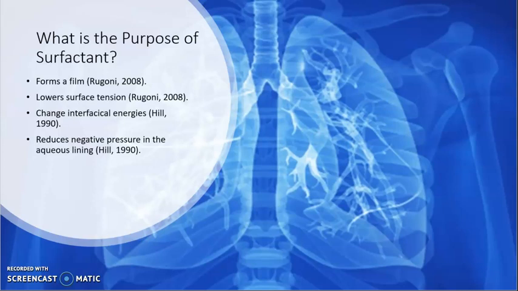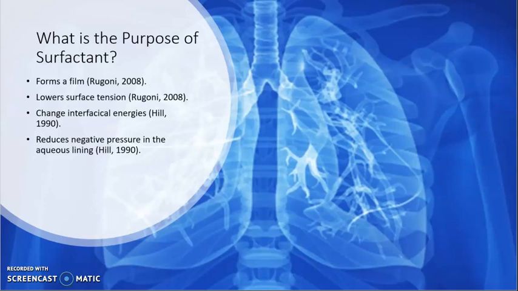So the purpose of surfactant. This layer that was formed, it forms a film, and that film is responsible for lowering the surface tension. Surfactant is one of the many substances that has the ability to change interfacial energies, and the more effective substances that can cause this change are classified as surfactants.